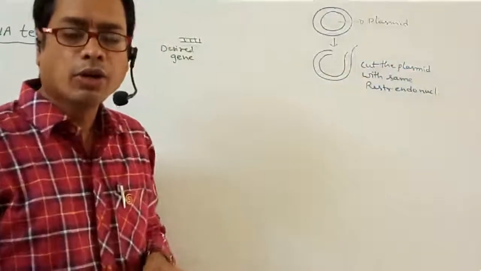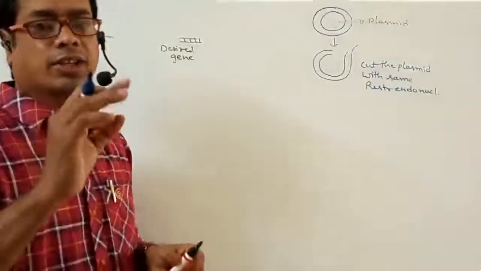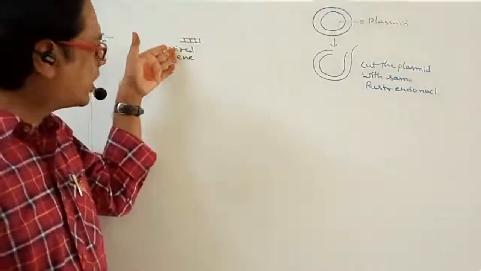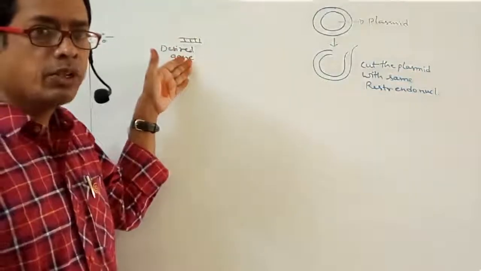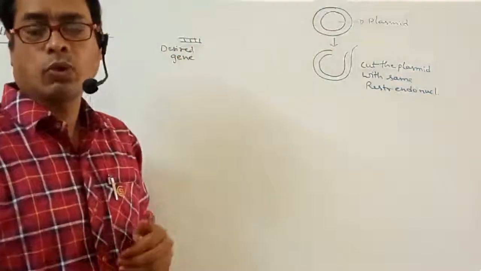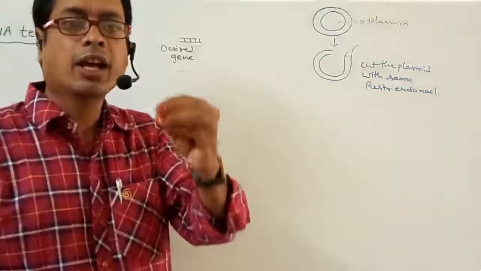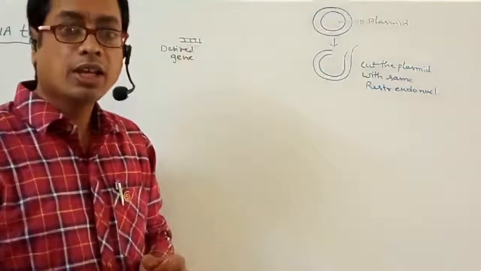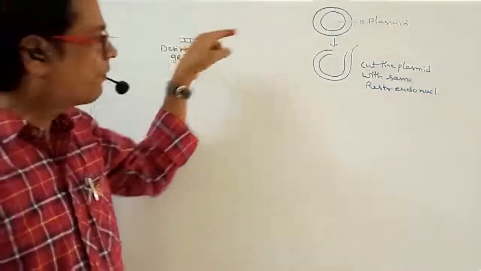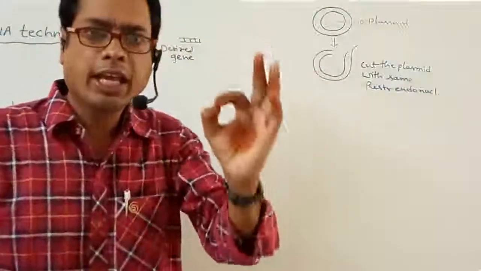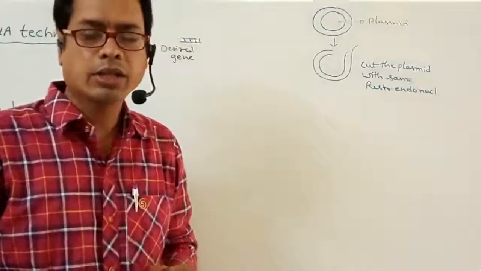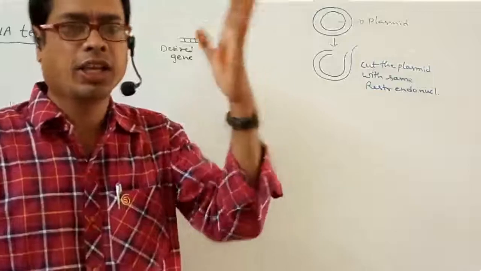Why? Because to obtain the sticky ends. So the enzyme that is used for cutting the DNA, the same enzyme is used for cutting the plasmid also. Why? Because to obtain the sticky ends. So for cutting the DNA and for cutting the plasmid, the same restriction endonuclease was used, to obtain the sticky ends.